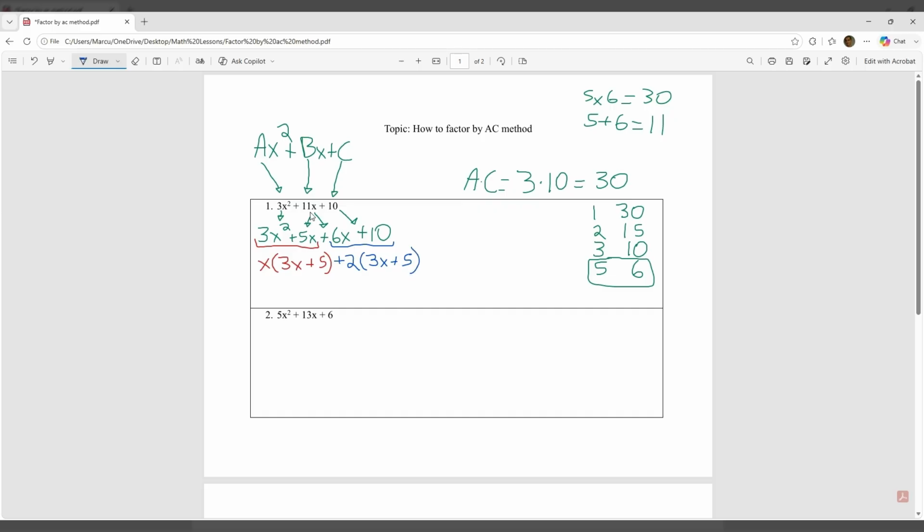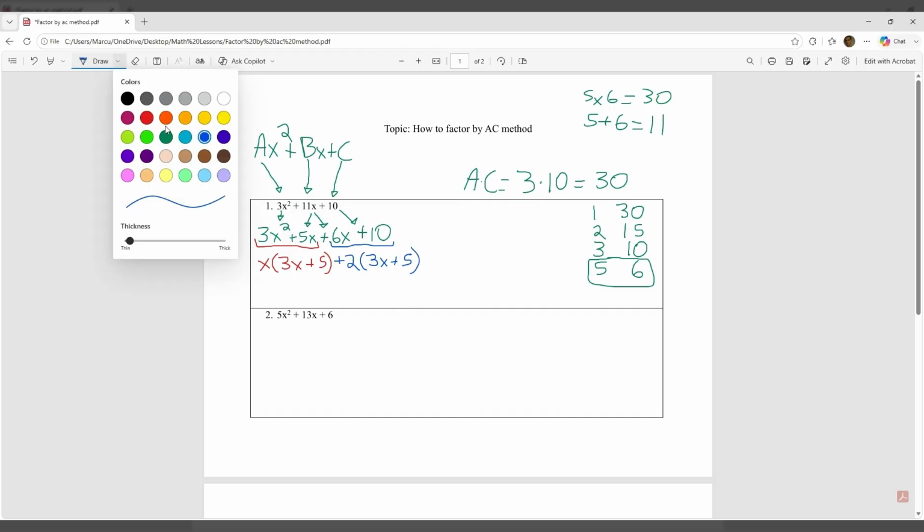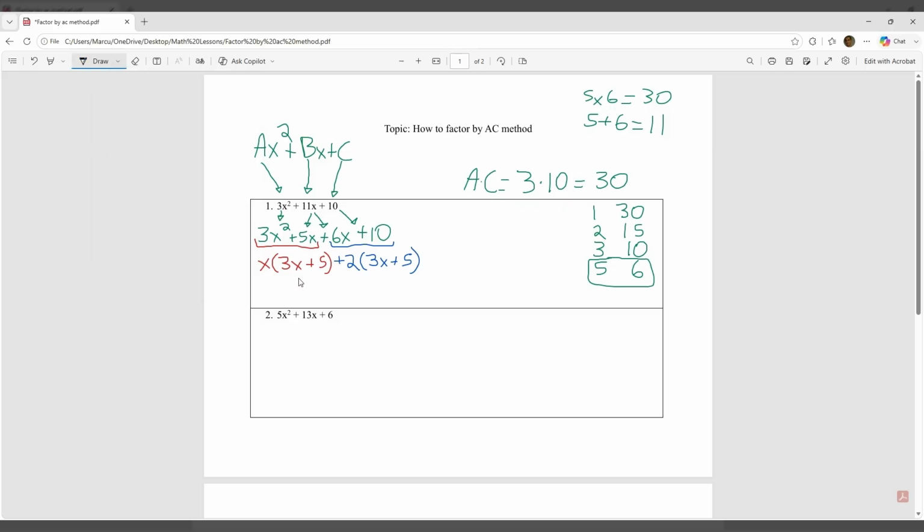Very important step. You have to make sure whatever's inside the parentheses match. Again, if it does not match, you did something wrong. So you put them together, 3x plus 5. And the terms outside, you put them together as well. So x plus 2. And that's how we factor by AC method. Please pause the video and try question number 2.